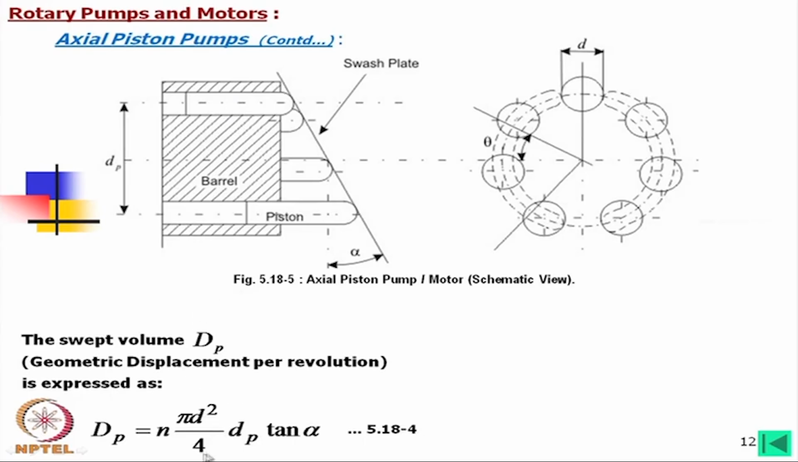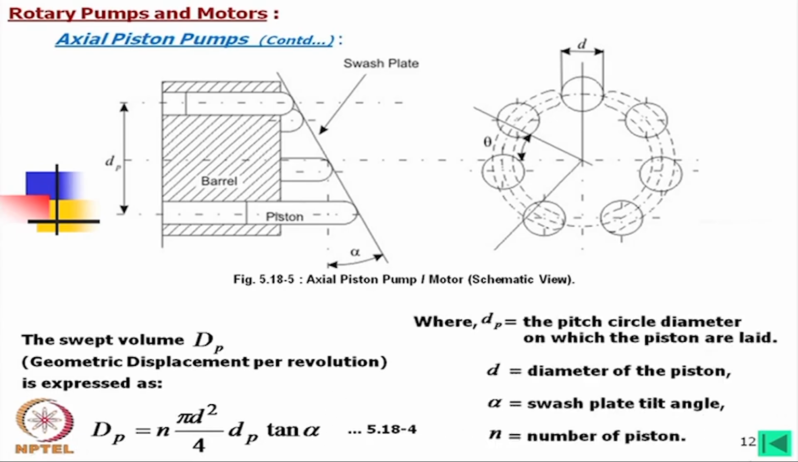And D is the piston diameter, so pi D square by 4 is another constant. So, this is a constant value multiplied by this value and by n, the number of pistons. So, the only variable here may be alpha, and when a machine is already designed, then dP and D are already fixed. So, this swept volume can easily be calculated knowing the angle only. This I have already explained.